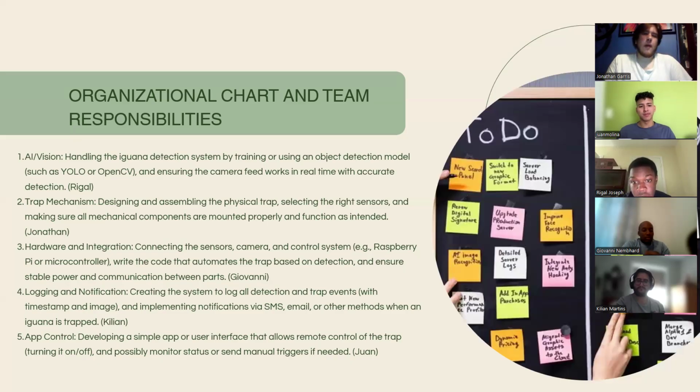For the logging and notification system, Killian will be creating the system to log detection and trap events with timestamps and images, and implementing notifications via SMS, email, or any other method when iguanas are trapped. And for the app control, Juan will be developing a simple app or user interface that allows remote control of the trap, allowing users to turn it on or off and possibly monitor status or send manual triggers if needed.